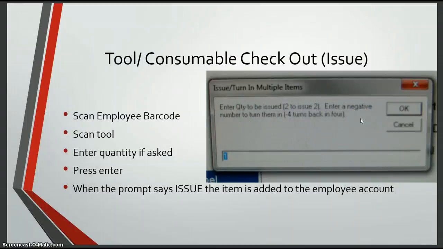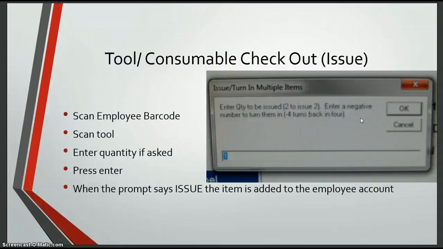This is a check-in, check-out system, kind of like a library, and so for tool check-out, the prompt will say issue. Whenever the prompt says issue, that's when the tool is actually issued. So first things first, the employee will come to you. You'll have to scan their barcode on their ID, and then it'll say employee, and then you'll scan the tool. If it is a single tool with a single barcode, it'll say issue.